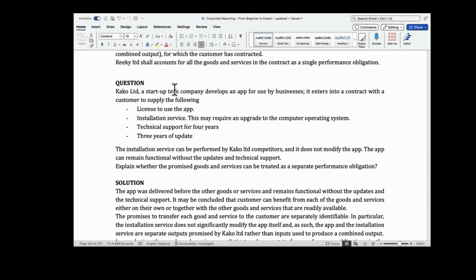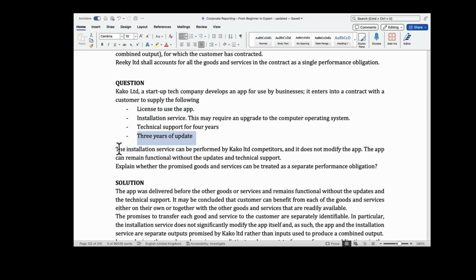Okay, so the performance obligation here is license to use the app, installation, technical support, and 3 years update. So can we treat each of these as a separate performance obligation? So the first thing is, do they have distinct function? Can a customer benefit from each of them separately?